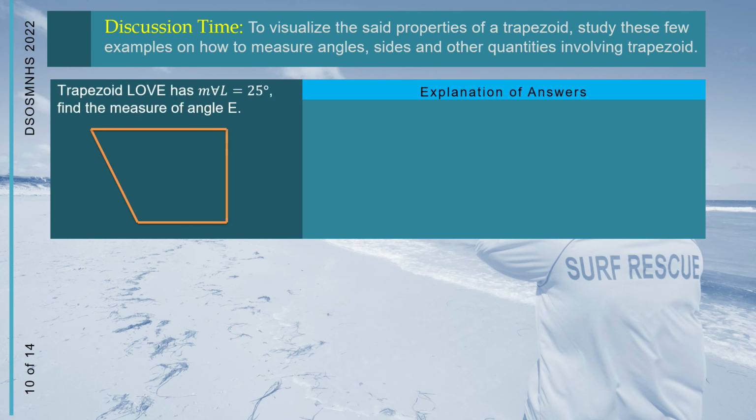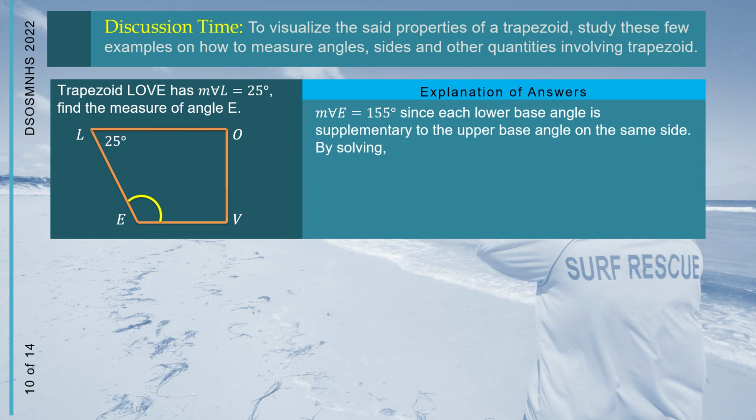First example, we have trapezoid LOVE, which has a measure of angle L, which is 25 degrees. Find the measure of angle E. Okay, makita sa screen. Say given, kung say missing. How do we answer that one? Measure of angle E is 155 degrees since each lower base angle is supplementary to the upper base angle on the same side. Nandun mo ganina sa properties.